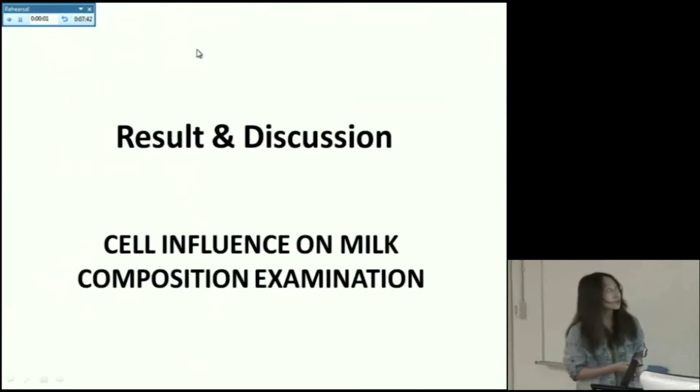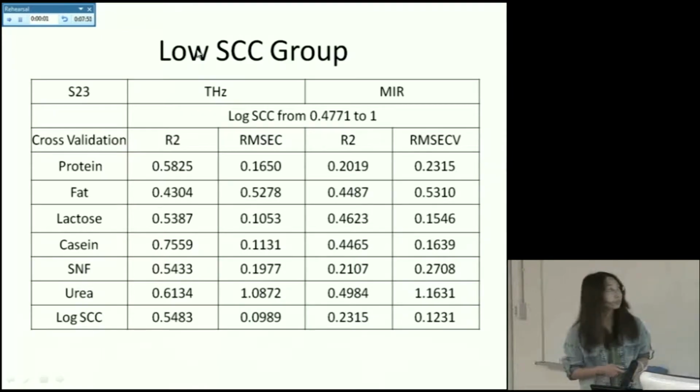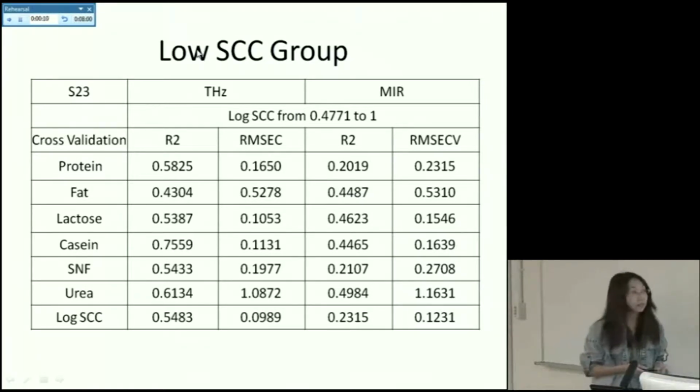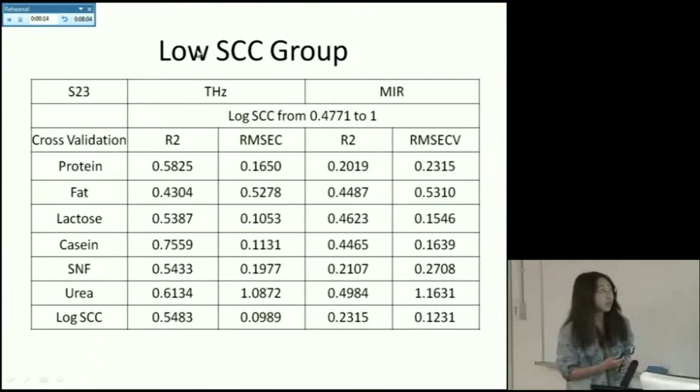Now I will show you the second result and discussion: the cell influence on milk composition examination. The first one is a low ICC group. We can see the scale of log ICC is from 0.477 to 1. In this experiment, I'm using cross-validation to process the data. This is all the original data without a pre-processing method.